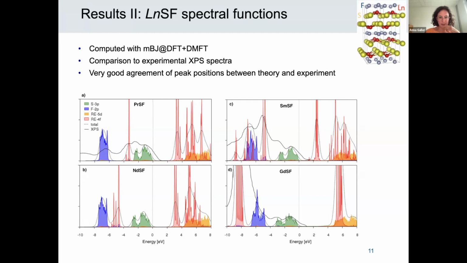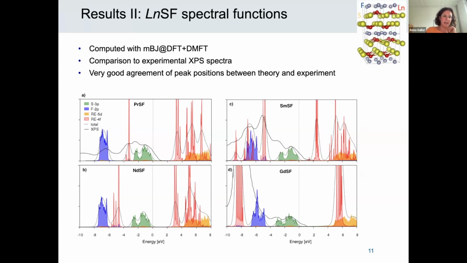And for these materials, we have more experimental XPS spectra available to compare to. So we have XPS spectra for praseodymium fluorosulfide, samarium fluorosulfide, and gadolinium fluorosulfide. And here, the black line points is the total broadened spectral function. And that one you can compare to the XPS data.